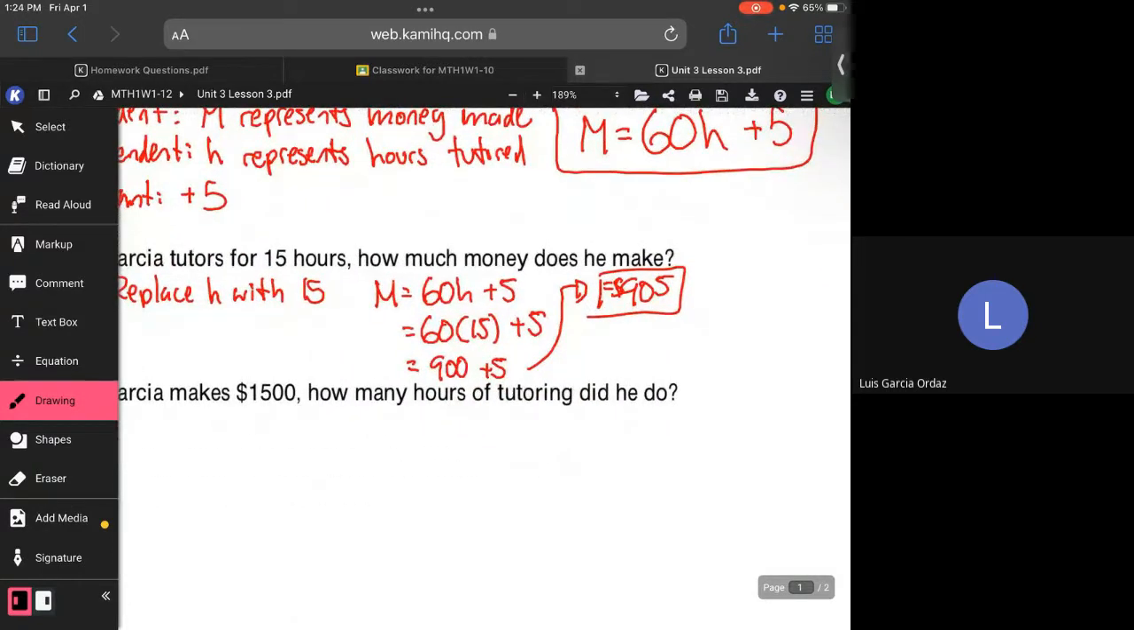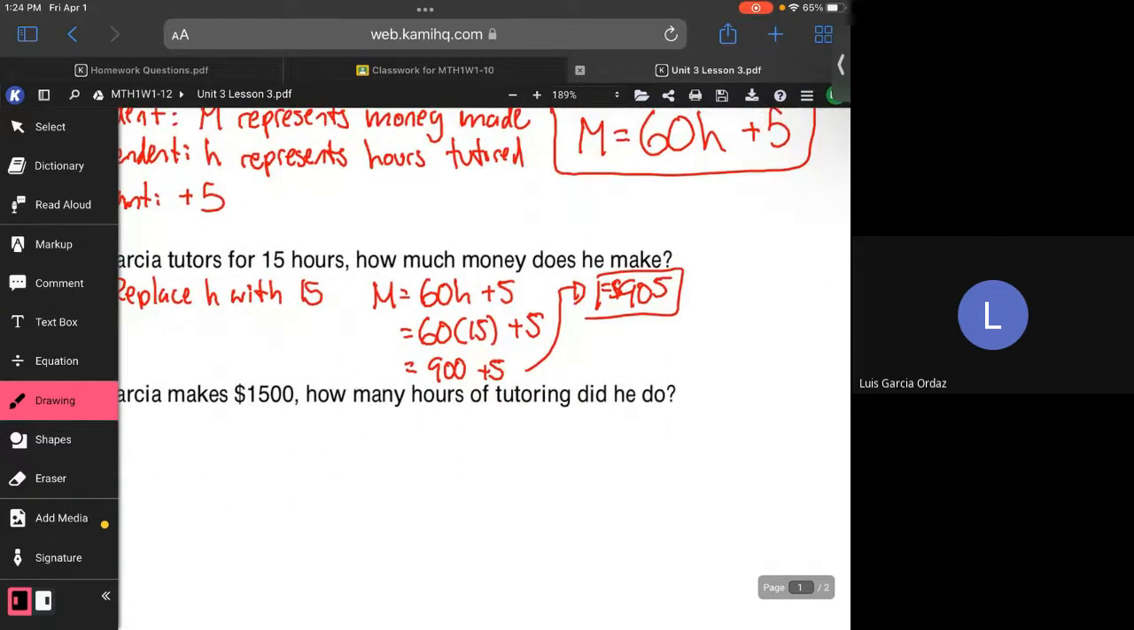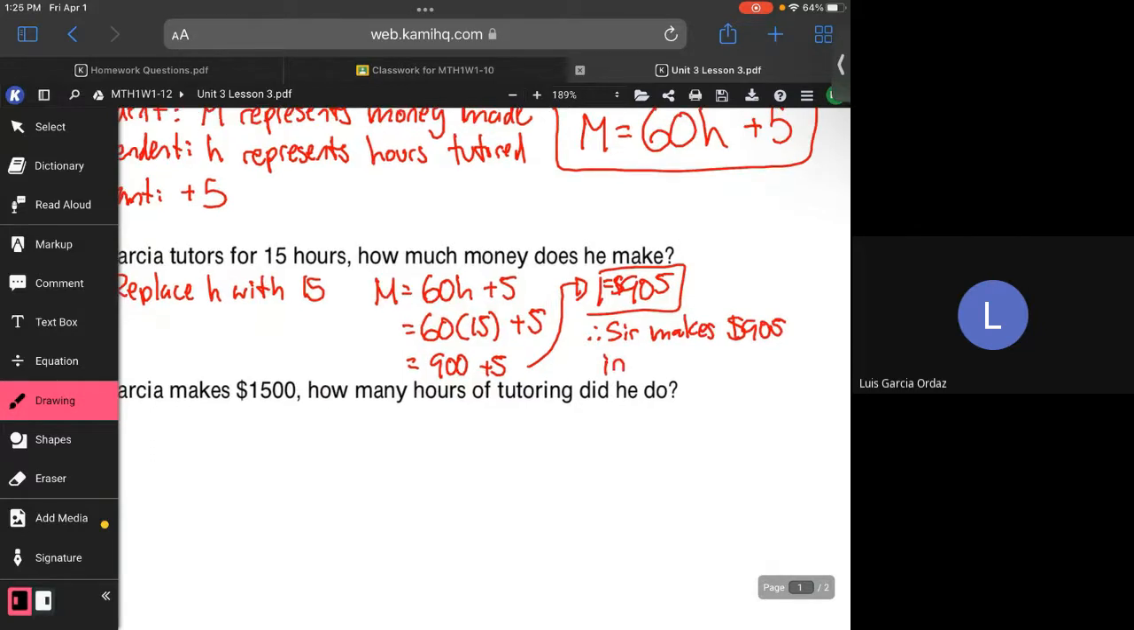Therefore what? Therefore, Mr. Garcia is rich. That's supposed to be 900. I'm too lazy to write my full name. That just makes me sound older. Sir Garcia? No, never use it.